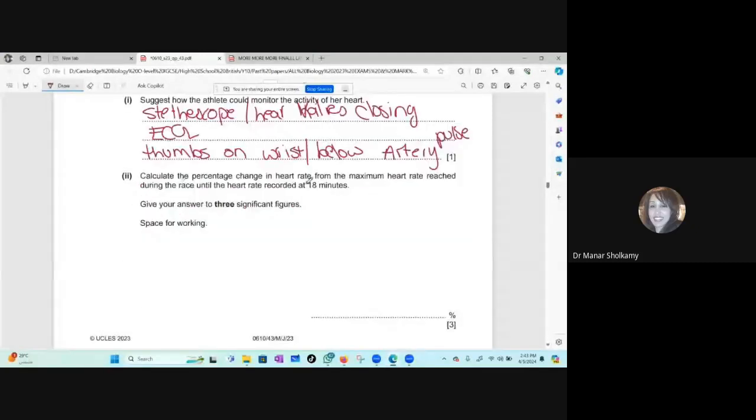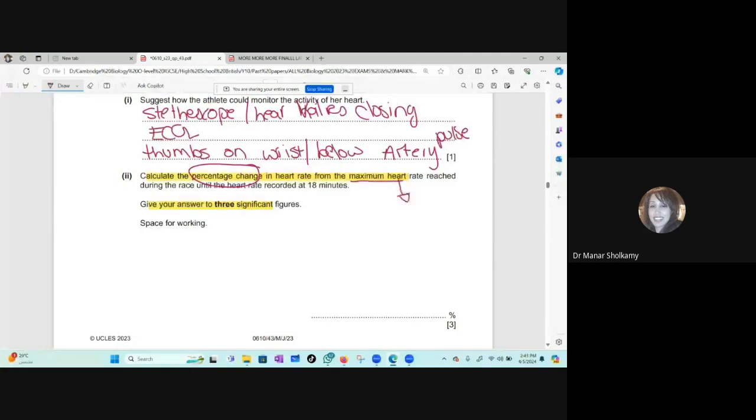Now calculate the percentage change in heart rate from the maximum heart rate reached during the race until the heart rate recorded at 18 minutes. Give your answer to 3 significant figures. Again, this is an important question that a lot of you know how to do, but a lot of you don't. So we want the percentage change. The moment you see the word percentage change, understand that the answer can be positive or negative.